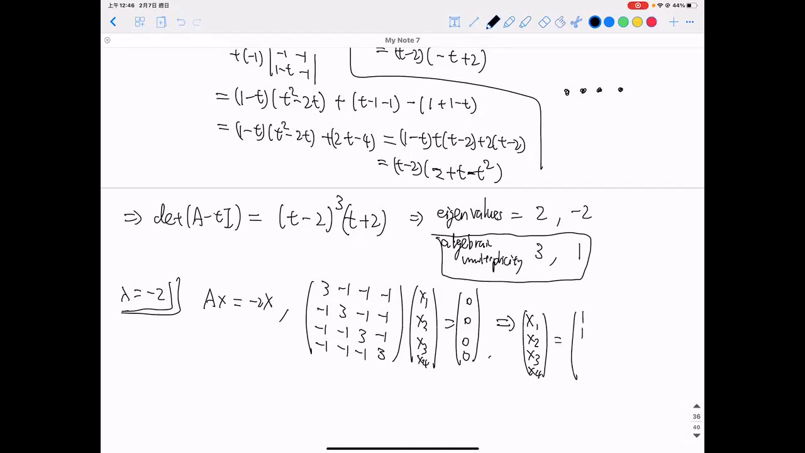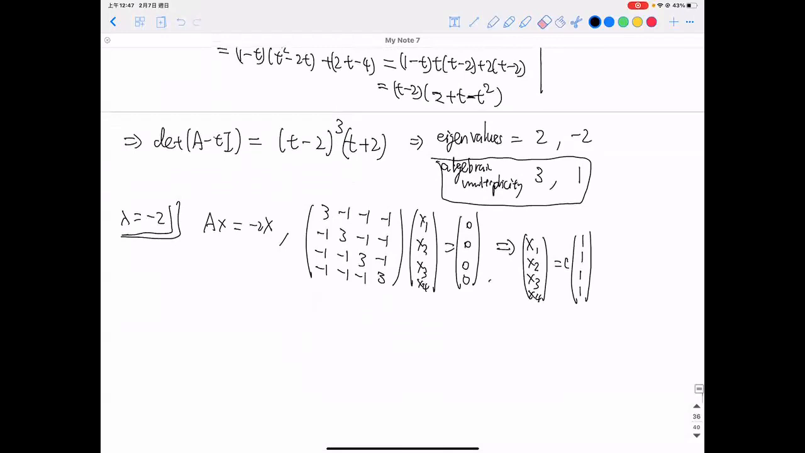If you take the x's to be all 1, then the equation is true, right? And we know that the eigenspace is one-dimensional because the algebraic multiplicity is 1. The geometric multiplicity has to be 1. We know the eigenspace is one-dimensional, so a multiple of this vector gives all the solutions.